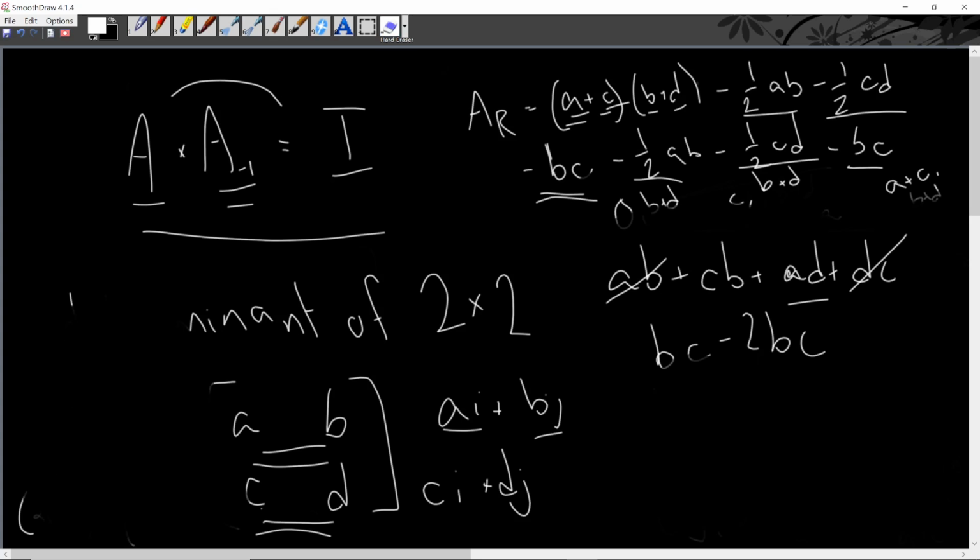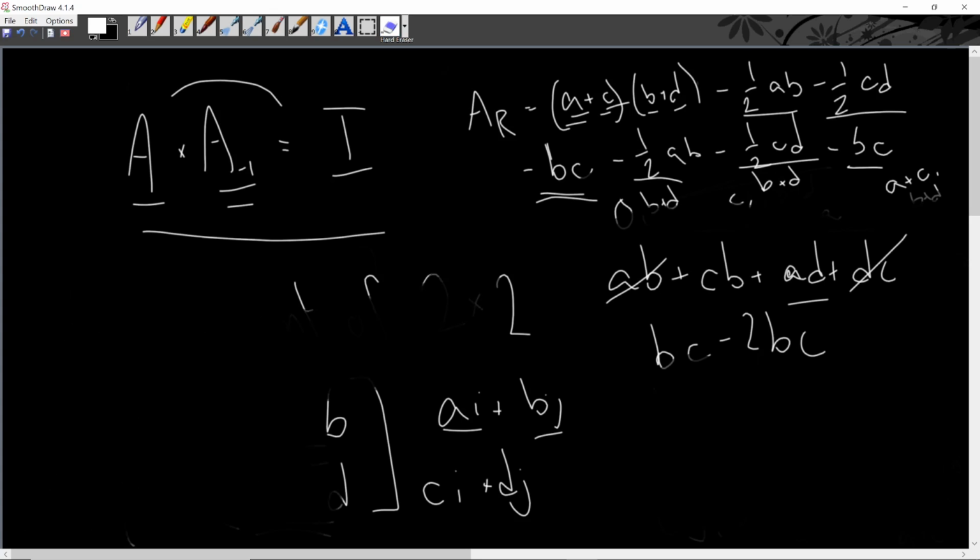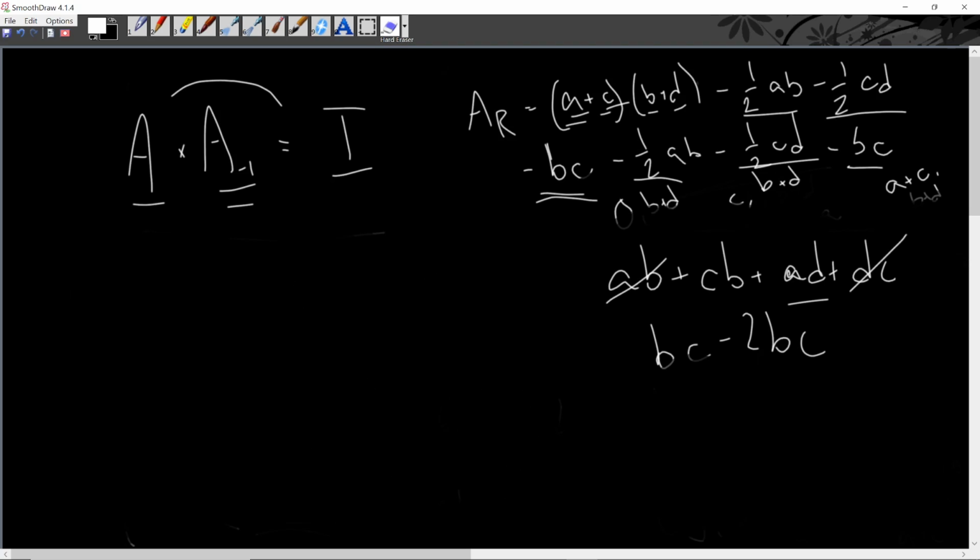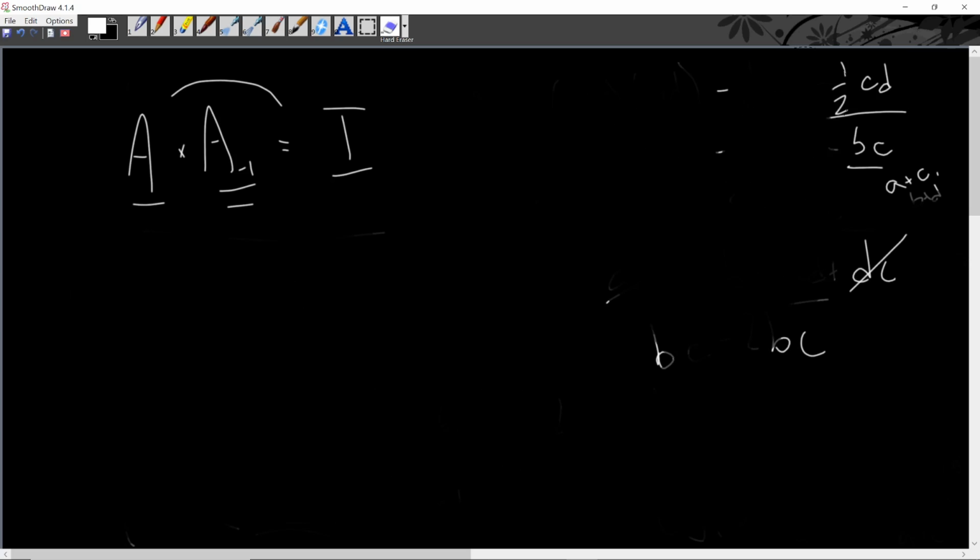And then the adjugate of a 2x2 matrix is going to be nice and simple. It's just going to be, well, let me actually show it.